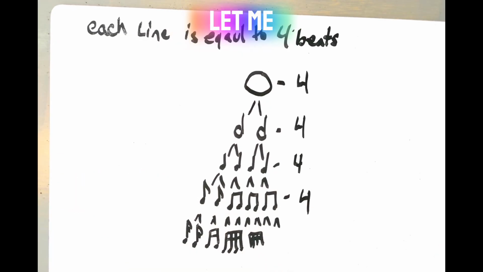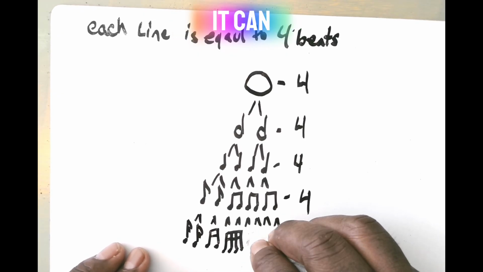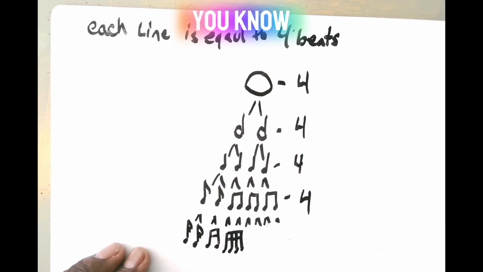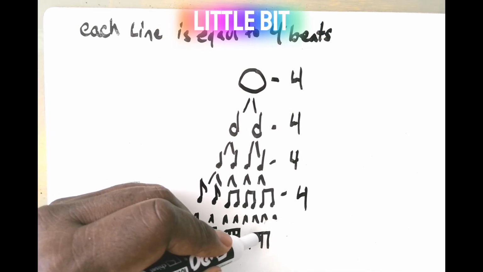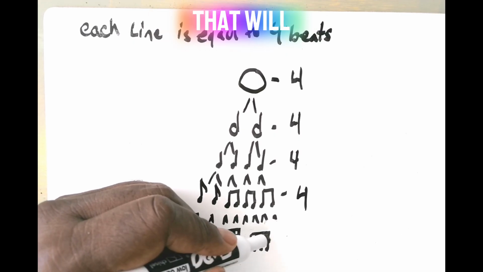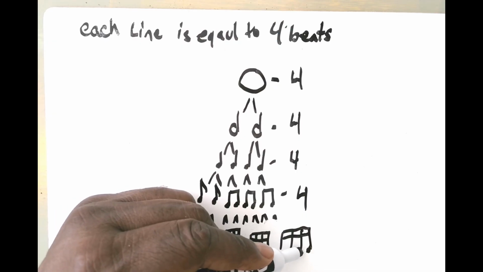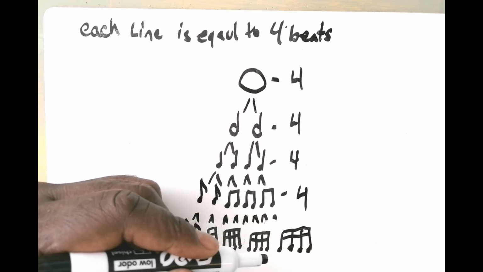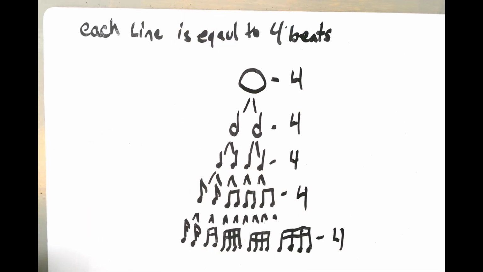That one's a little messy. Let me do that one a little bit tighter. I mean, these are markers after all. It can be a little not as clean. Anyway, so I'm going to draw them a little bit bigger just so they can be more distinct. And hopefully that will help. Okay. And again, these are all equal to 4 beats. So that's really as far as we're going to go in terms of how these are put together.